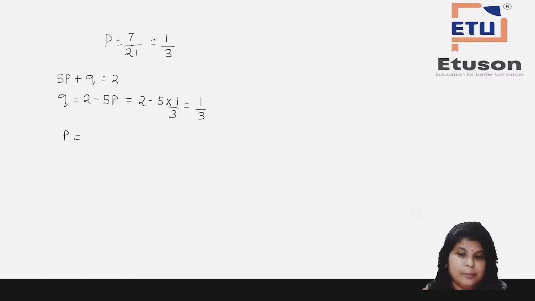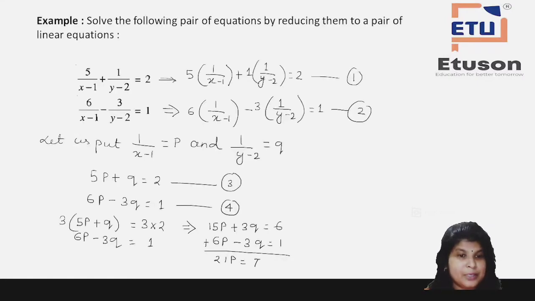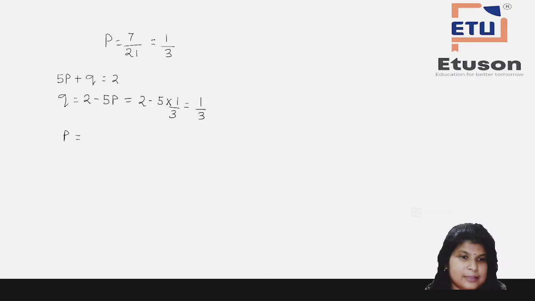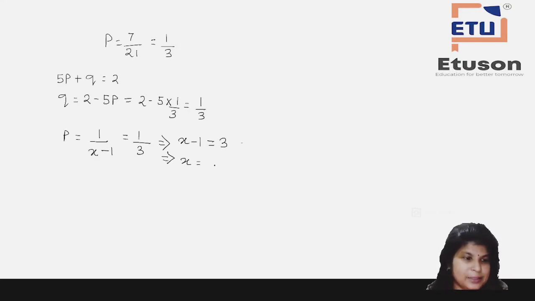Now remember what we had taken p. p is equal to 1 divided by x minus 1. Correct or not? Remember this. So I will write the same here. p is equal to 1 divided by x minus 1, that is equal to 1 by 3. It implies x minus 1 is equal to 3, and it implies x is equal to 4.